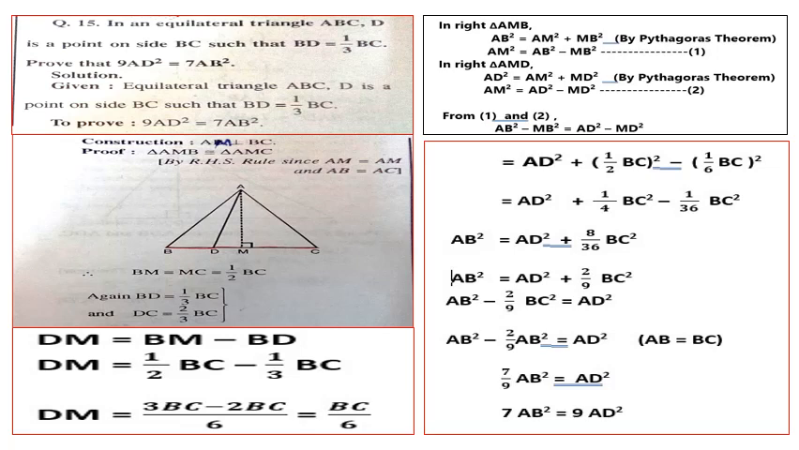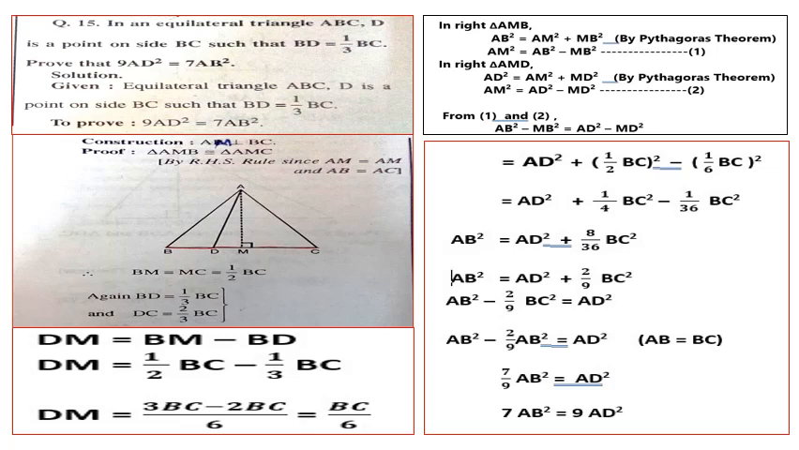Then in right triangle AMD, AD square is equal to AM square plus MD square by Pythagoras theorem. From this, AM square is equal to AD square minus MD square. Let it be equation number 2. From equation 1 and 2, we get AB square minus MB square is equal to AD square minus MD square.